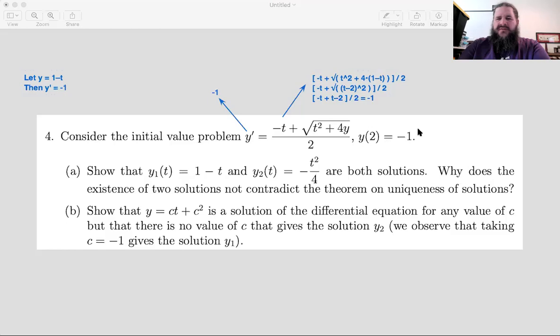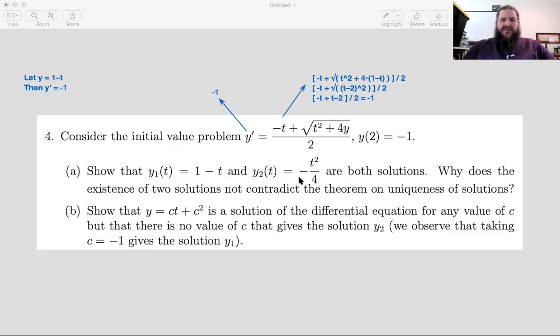We also want to show that it fulfills the initial conditions, because we want to show that it's a solution of the entire initial value problem. So to show that it fulfills the initial conditions, we can just replace t with 2. 1 minus 2 is -1, which is exactly what it's supposed to be. So this function makes the differential equation true, and also it passes through the point 2, -1. So yes, this y1 really is a solution to the differential equation.